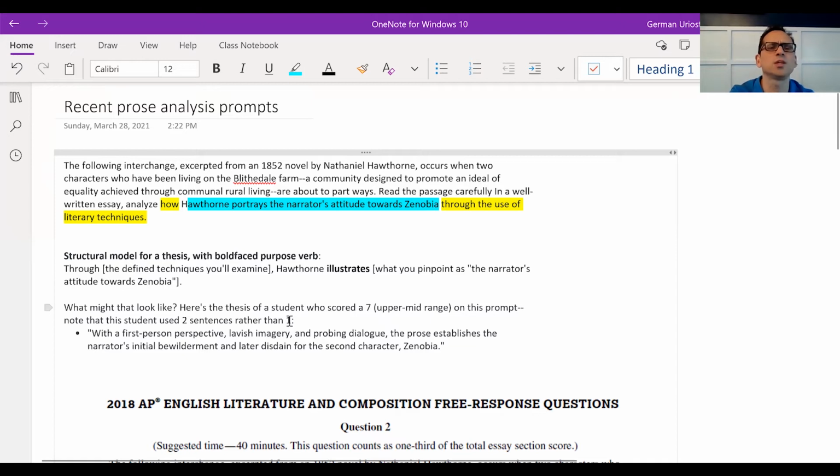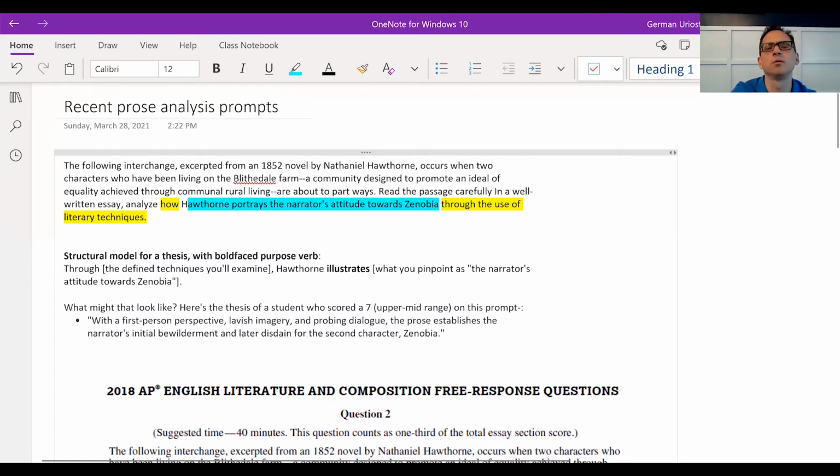Oh, excuse me, that should not be there. That was from a previous one, let me fix that right now. Let's take a look at the thesis, right?